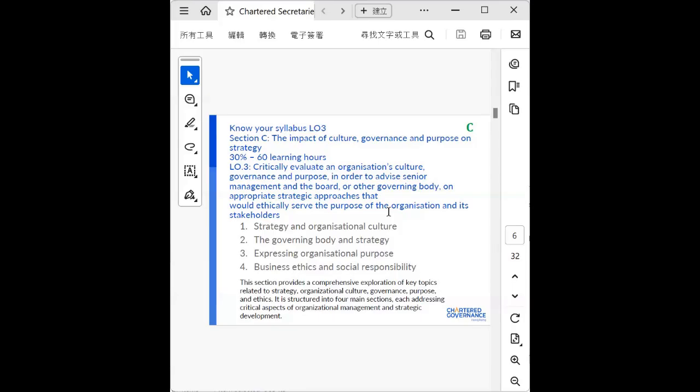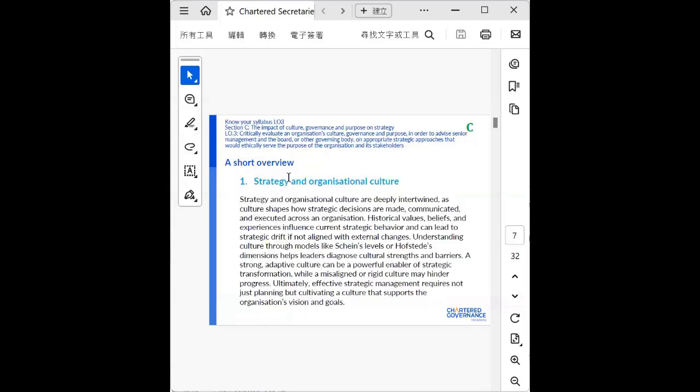So, as you can guess, as this is one of the longest topics in here, there must be a question on section C. Now, the section provides a comprehensive exploration of the key topics relating to strategies, the organization culture, the governance, purposes, and ethics. So it is structured into these four main sections. Let's take a look at these four sections individually.